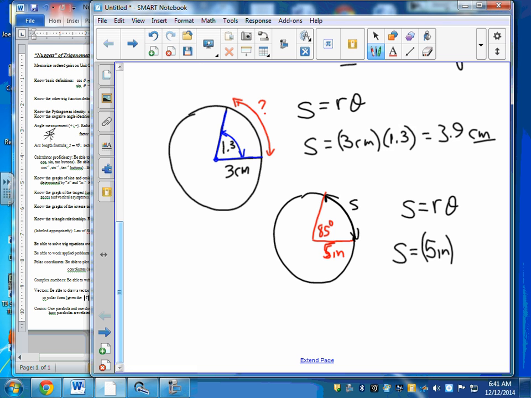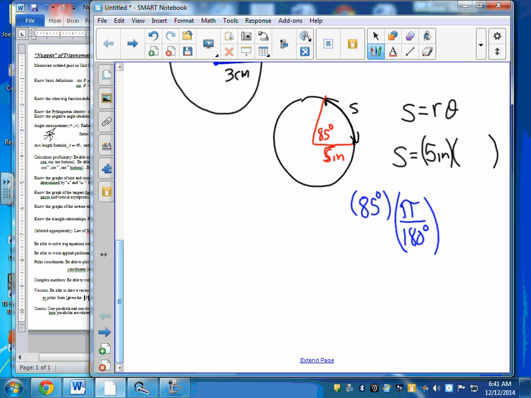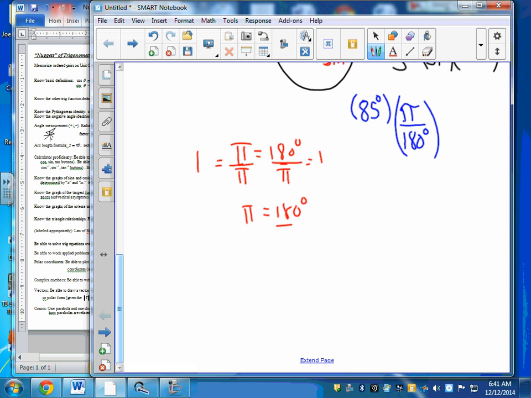But now the angle is not given in radians. So this problem is much more difficult. Let's see, we have 85 degrees. Somehow we have to convert that to radians. So the conversion factor is pi divided by 180 degrees. Because we said on the other screen that pi is the same thing as 180 degrees, and anything divided by itself is the same as 1. So pi divided by pi is obviously 1, and 180 degrees divided by 180 degrees is 1. Likewise, if pi is 180 degrees, we divide both sides by 180 degrees, and pi divided by 180 degrees is going to be 1. So I'm using this particular fact right here.